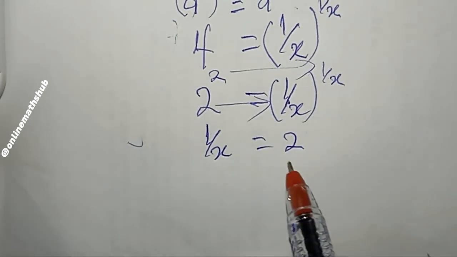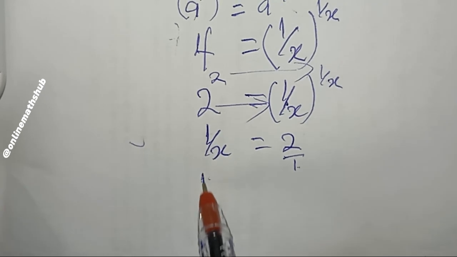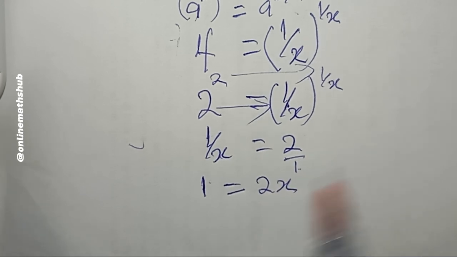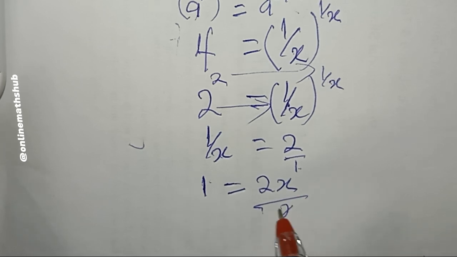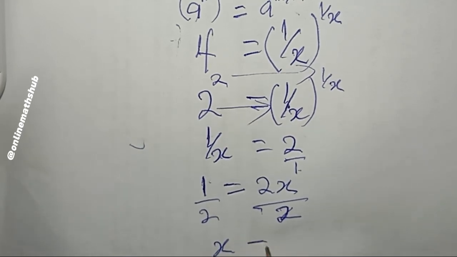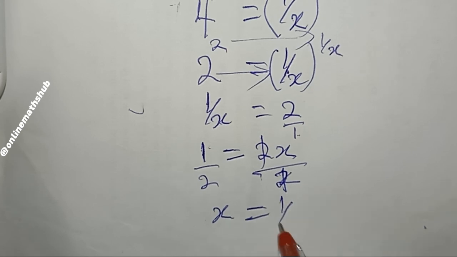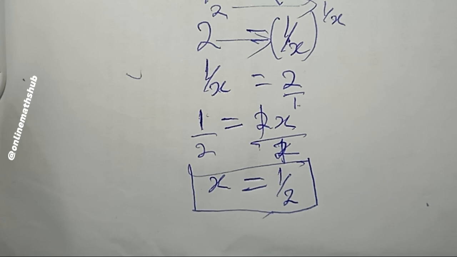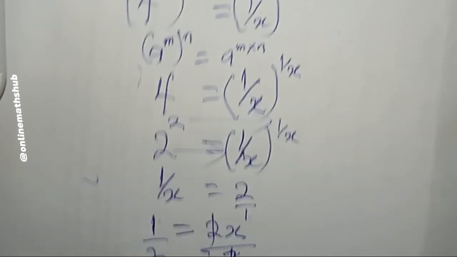At this point we can do cross multiplication. 1 times 1 is 1, and it is equal to x times 2, which gives 2x. Then we divide through by the coefficient of x, which is 2. Obviously you can see that x is equal to 1 over 2. So x is equal to 1/2.